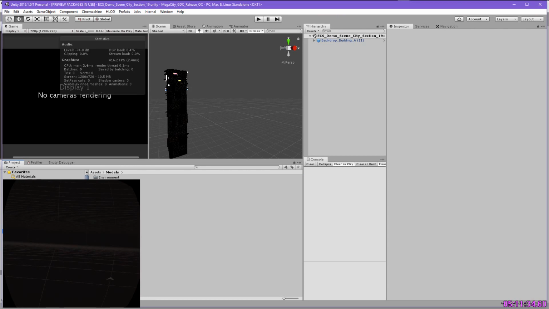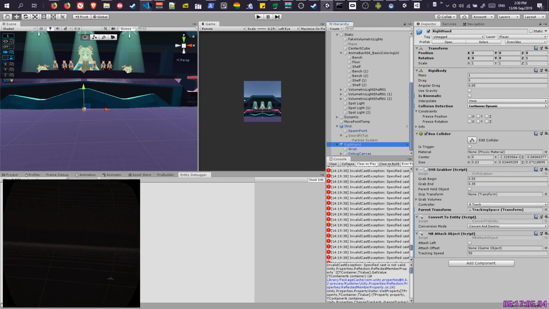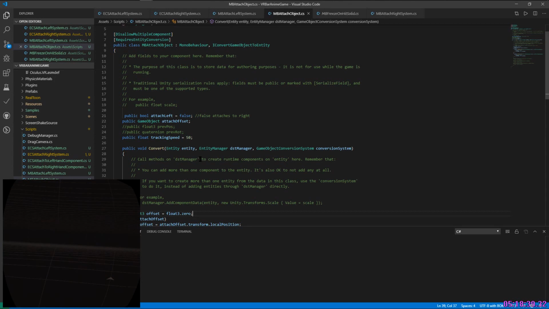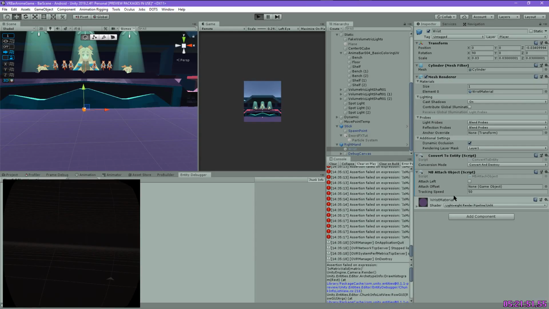Oh damn, even the Mega City has a lot of errors. I should probably not load this whole thing, otherwise lag, pure lag. Even though it's empty, it still has this assertion failed. Oh mate, wrong project. I did it again. Press play on the wrong project.